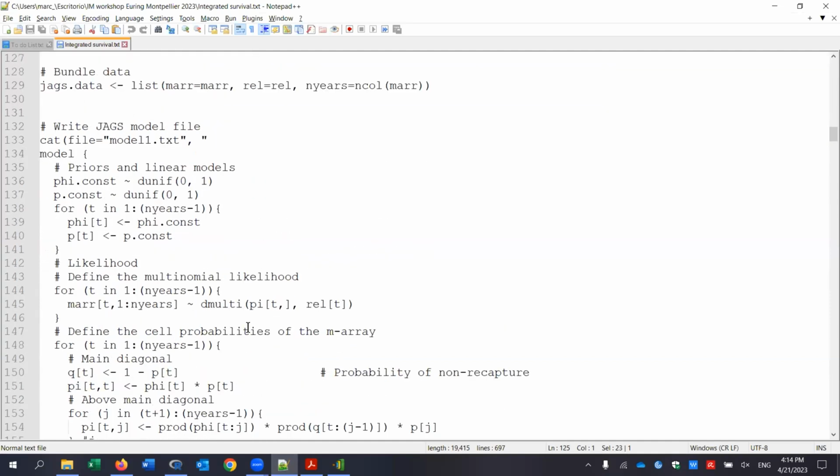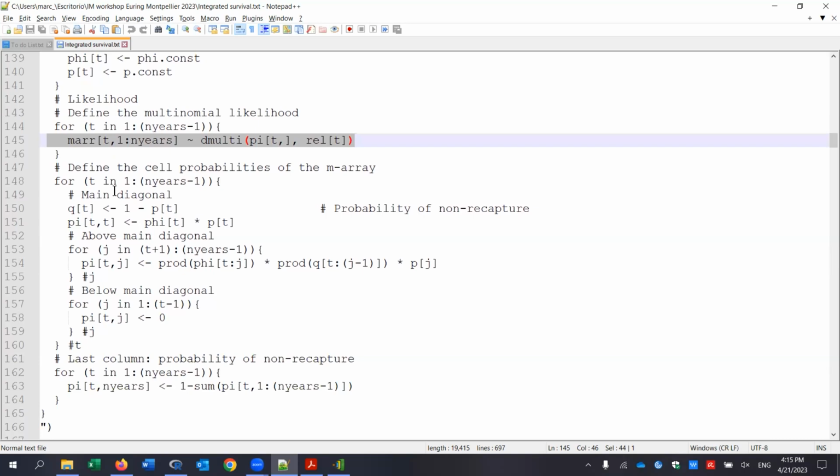That's the JAX model, the model written in JAX. The key part here is this multinomial likelihood. The M-array is our data. We loop over time, and the parameters here are these pi, the cell probabilities of the M-array, and this rel here is the number of released individuals. This is also data, because we know how many individuals we have released. And then this bit here is just the calculation of these cell probabilities, which are functions of phi, the survival rate, and p, the recapture probability.